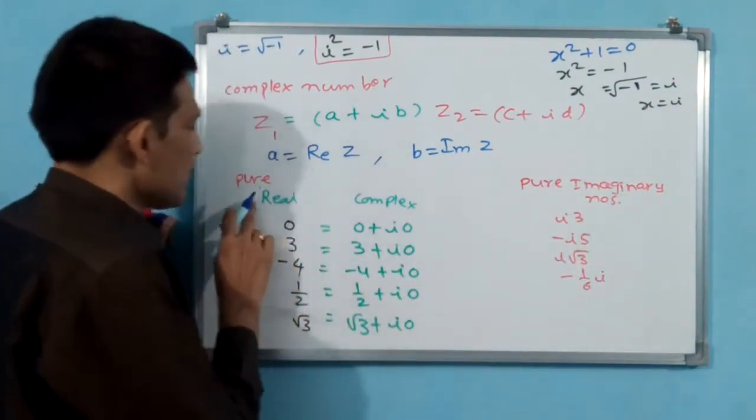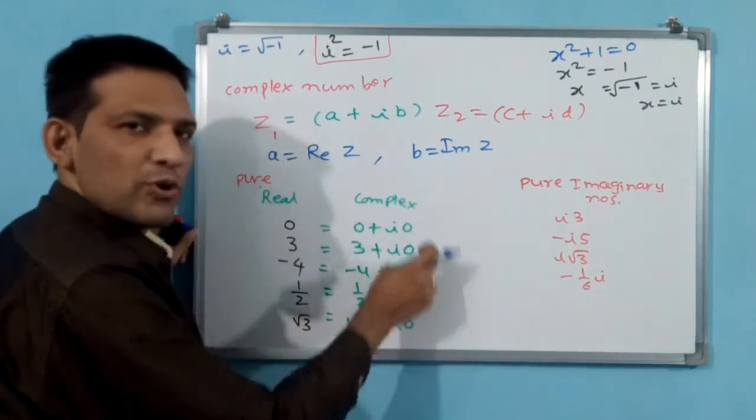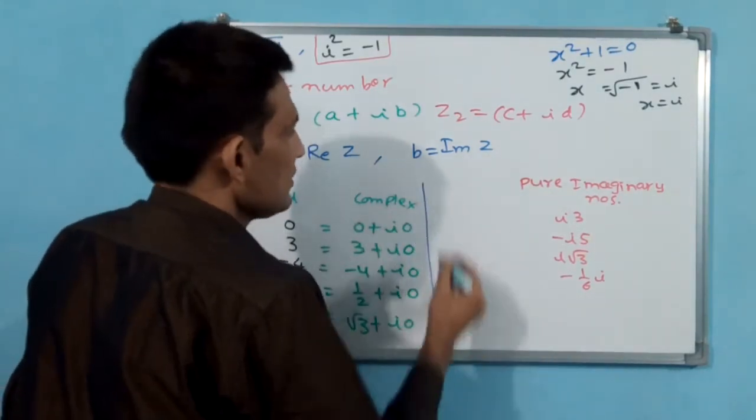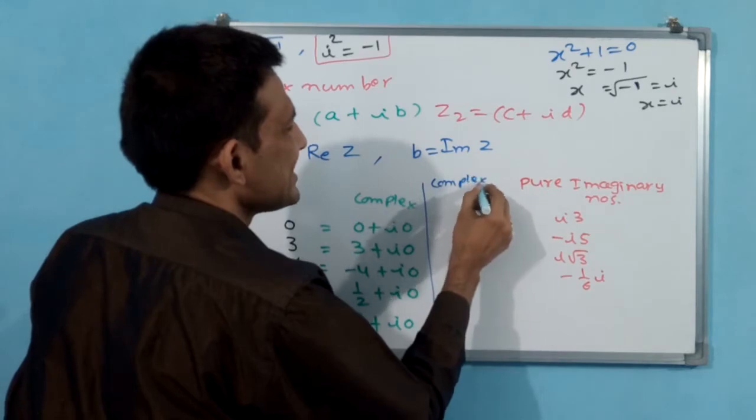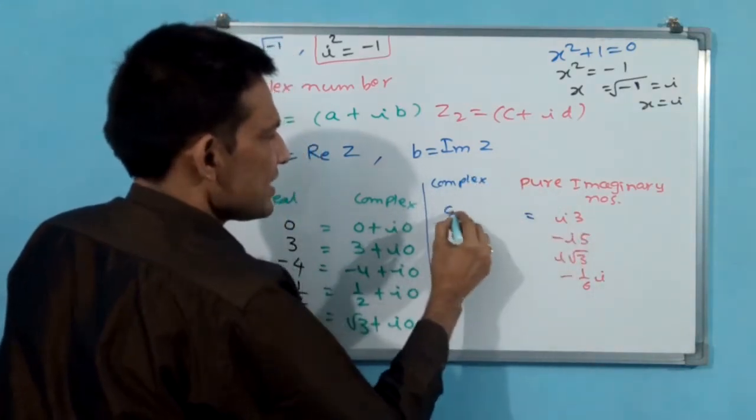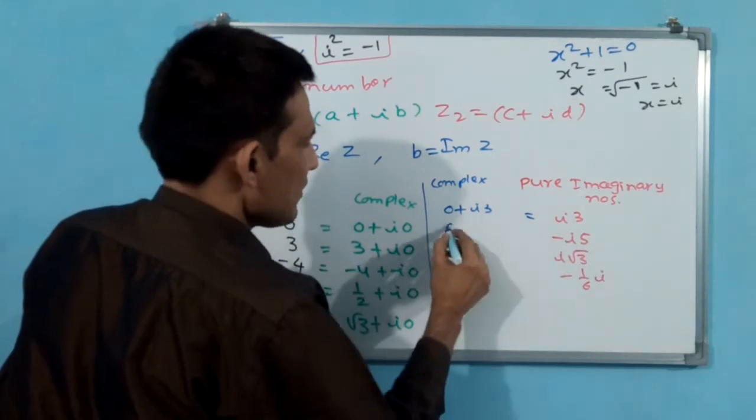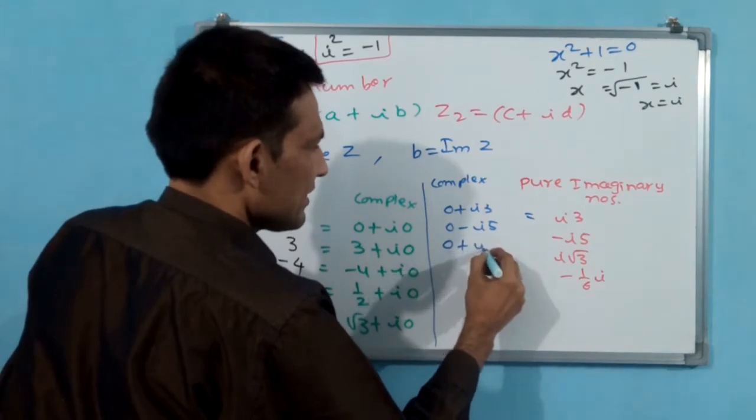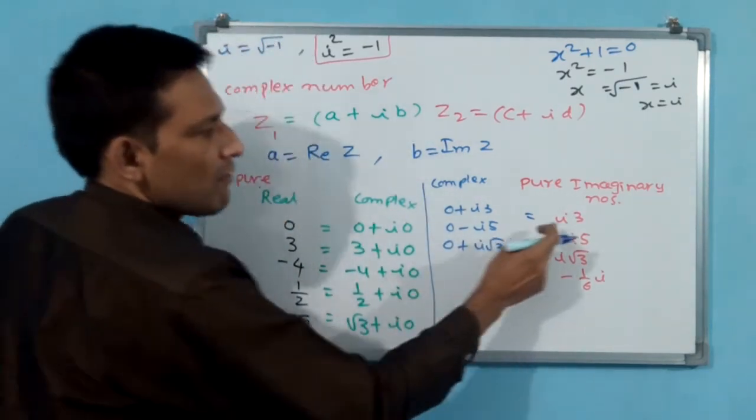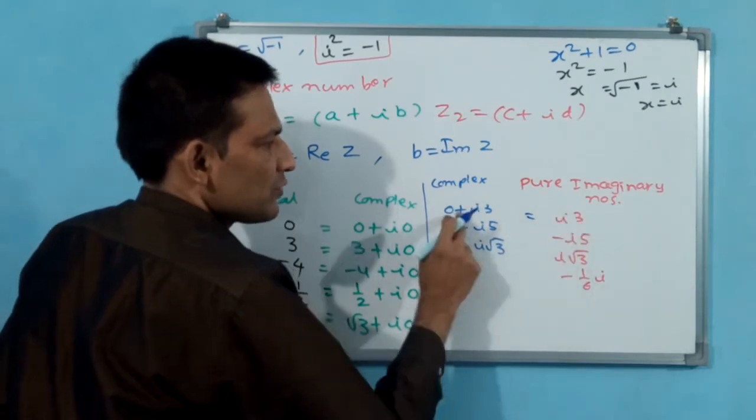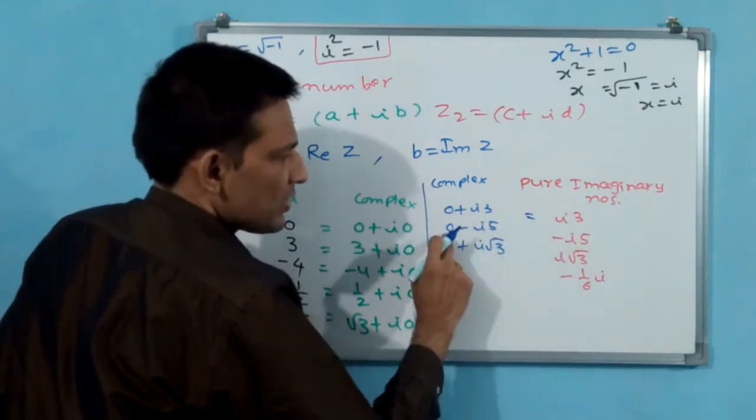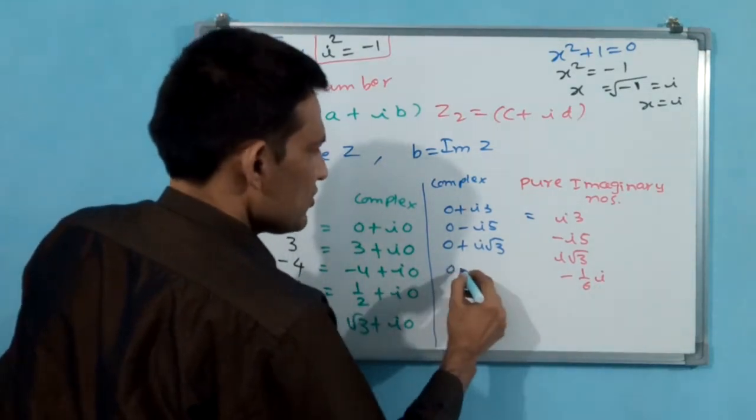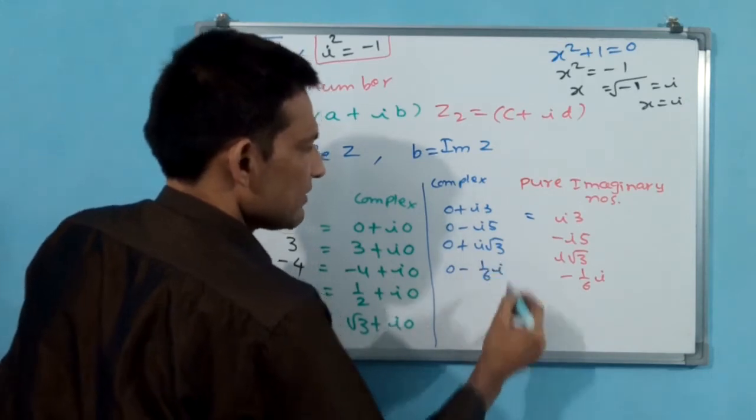Definitely. Why? Because see here, in a pure real number, the imaginary part is 0. In a pure imaginary number, the real part is 0. Okay. You see here I am writing complex numbers. Equivalent, I3 is there, 0 plus I3. Minus I5 is there, 0 minus I5. I root 3 is there, 0 plus I root 3. See here, when no symbol is there it means positive, you write positive. If a negative symbol is there, you write 0 minus I5. Okay? Minus 1 by 6 I, 0 minus 1 by 6 I.